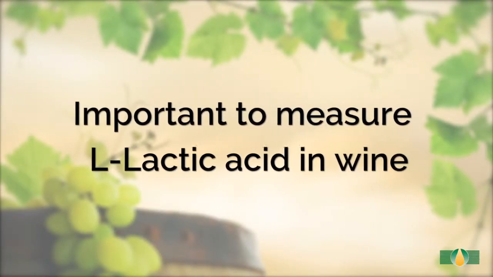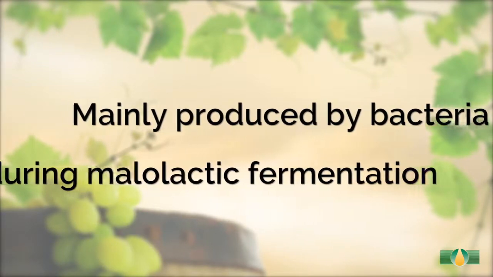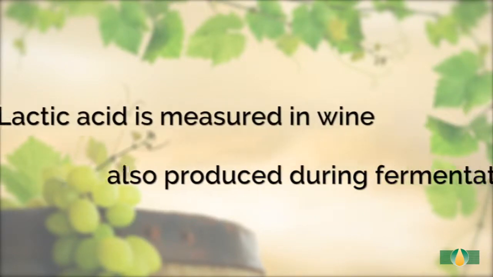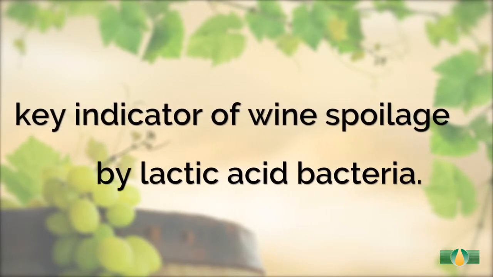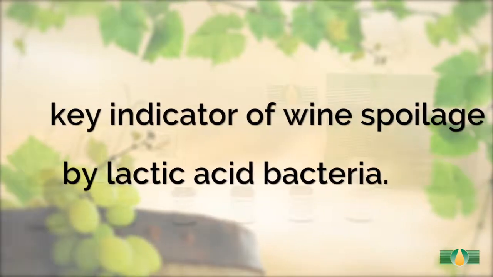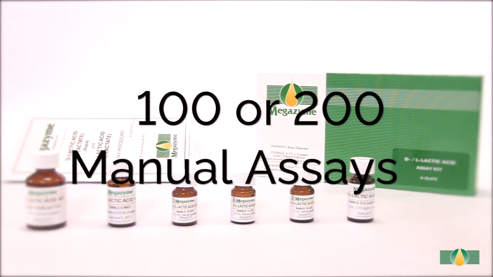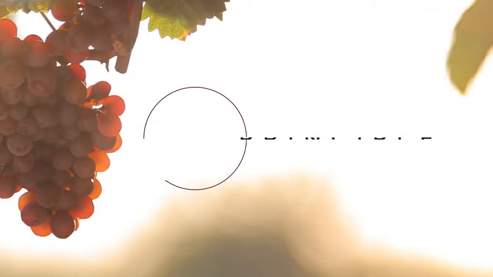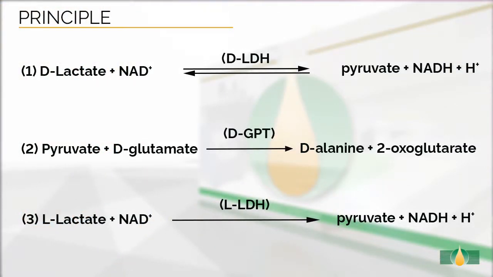It is important to measure L-lactic acid in wine, as it is mainly produced by bacteria during malolactic fermentation by conversion from malic acid, and affects the overall taste of the wine. D-lactic acid is measured in wine as it is also produced during fermentation and is a key indicator of wine spoilage by lactic acid bacteria. This kit contains sufficient reagents for either 100 or 200 manual assays and is supplied with a detailed data booklet. These assays are specific for the measurement of either D-lactic acid or L-lactic acid.